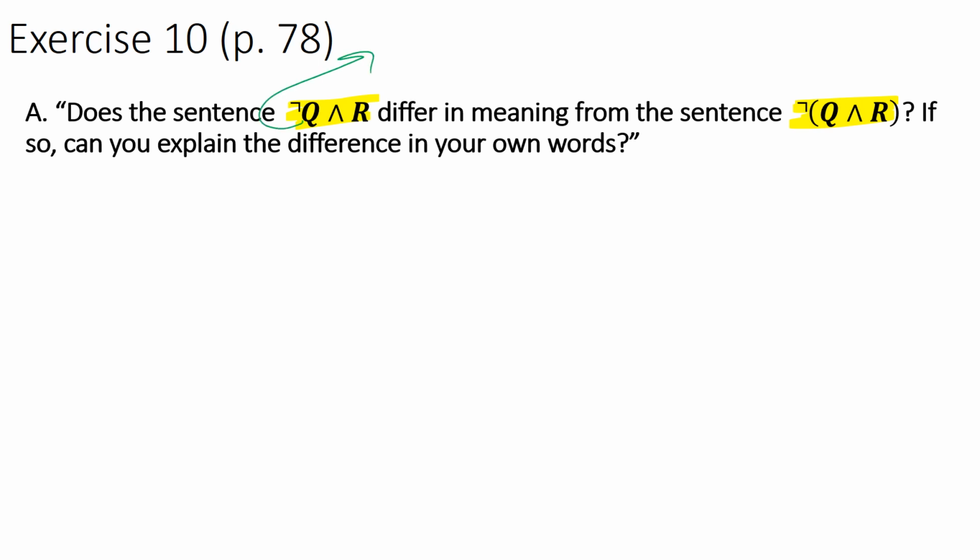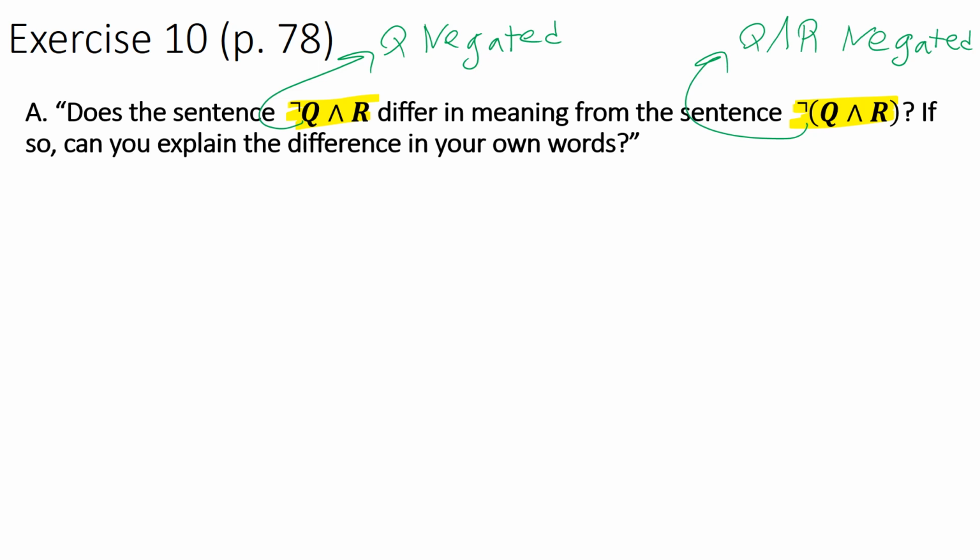Obviously, in the first sentence, we have Q negated. Q is not the case, or we might say Q is false, whereas in the second sentence, Q and R is negated. That is, Q and R is not the case, or Q and R is false. Also, notice that in the first sentence, the dominant sentential connective is and, whereas in the second sentence, the dominant sentential connective is not. But let's consider more precisely what the second sentence is saying.